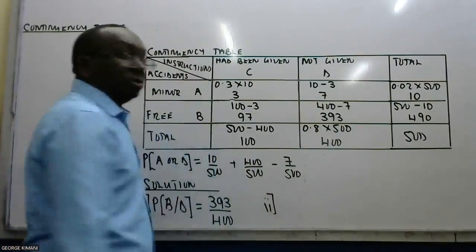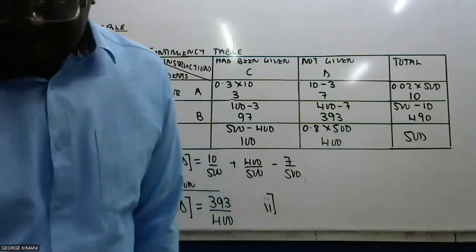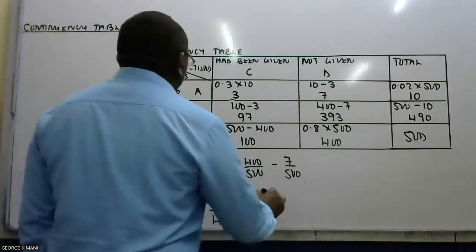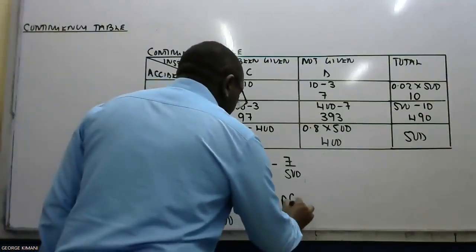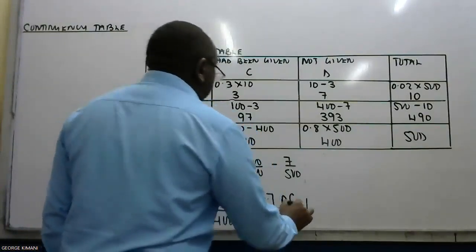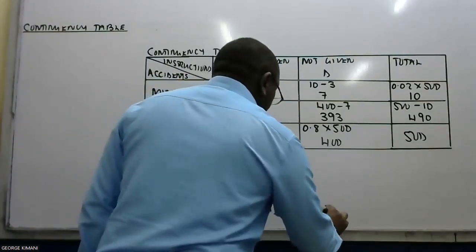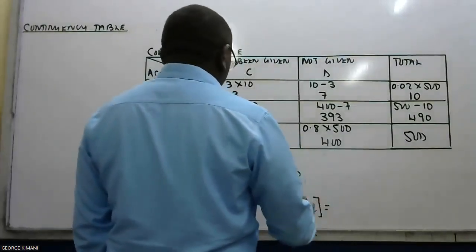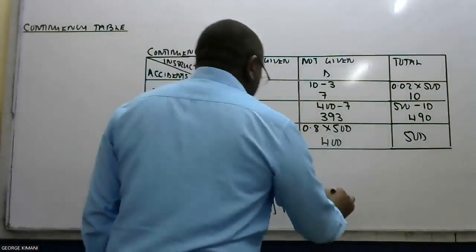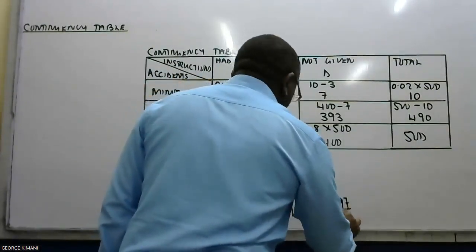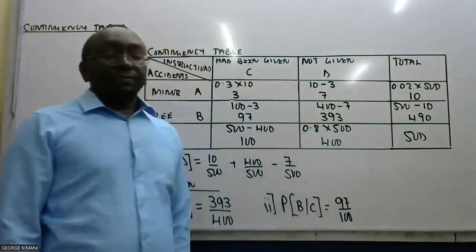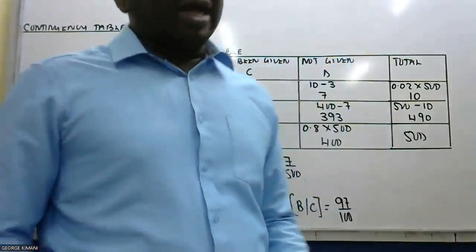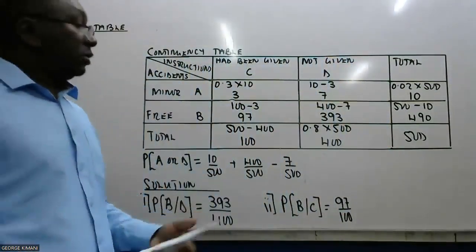And Roman 2, the probability that this guy was accident free but had safety instructions. So that is probability of B given he had safety instructions C. And these ones are what? When you are at C, after B, that is 97 out of 100. That's how we deal with contingency tables.